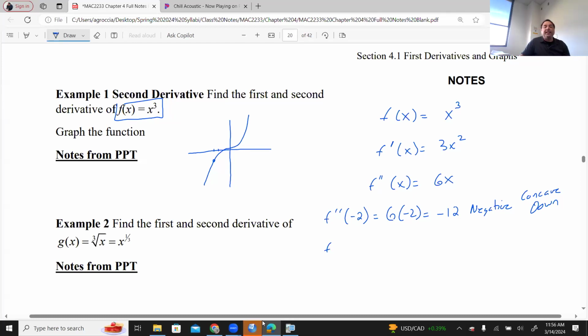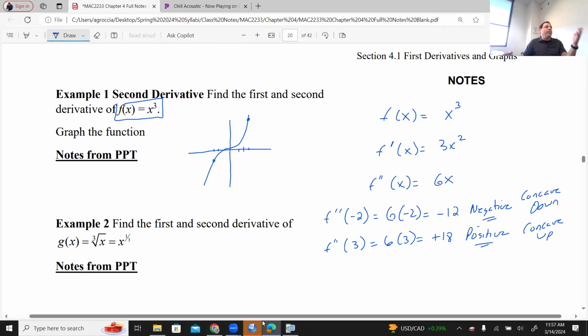Now, if I plugged in another point, let's say 3, into the second derivative, you get positive 18. And again, I don't care that it's positive 18. What I care about is that it's positive. And if you get a positive result in the second derivative, now you're in a concave up area. So if I kind of go 1, 2, 3 up to 18, notice that this portion of the graph is concave up.